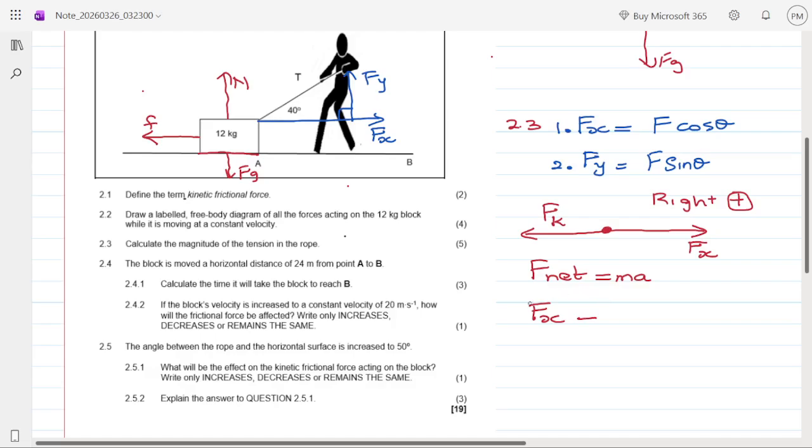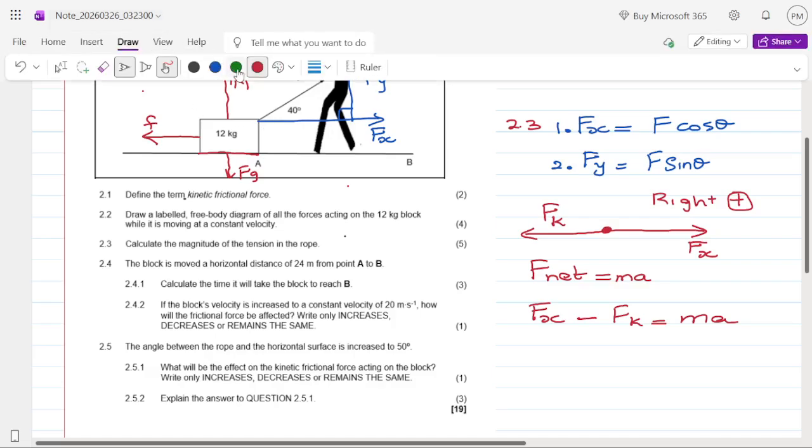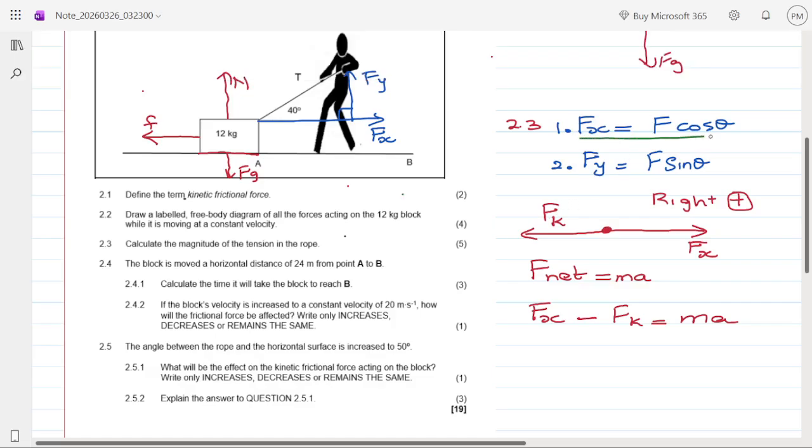Then you subtract the forces that are going to the left, which is Fk, and this is equal to what? This is Ma. So this is your normal force. So this is the formula that we're going to use. Now let's talk about what is Fx and what is Fk. So the Fx is my horizontal component, which is the formula that I'm going to use.